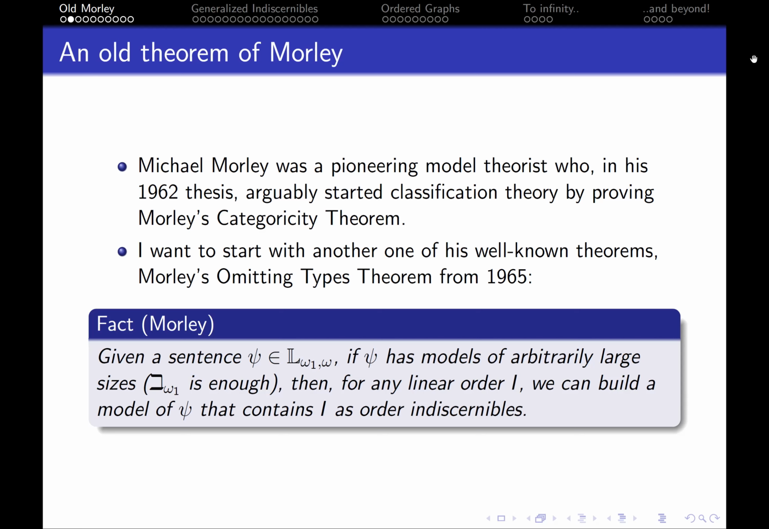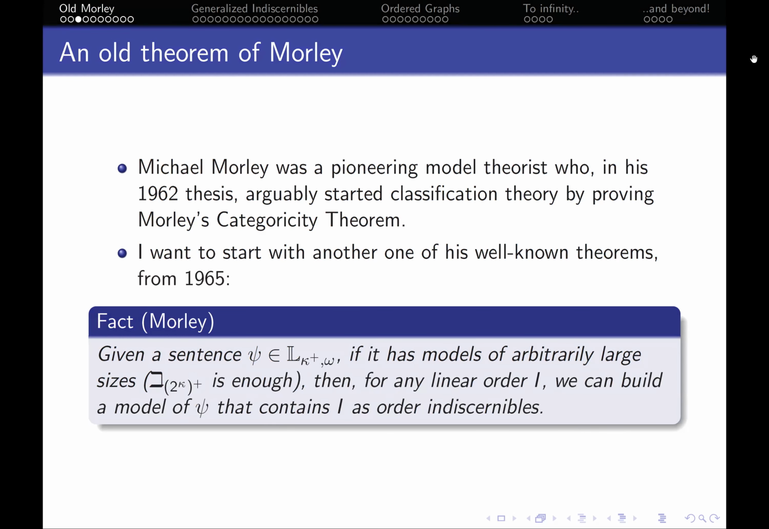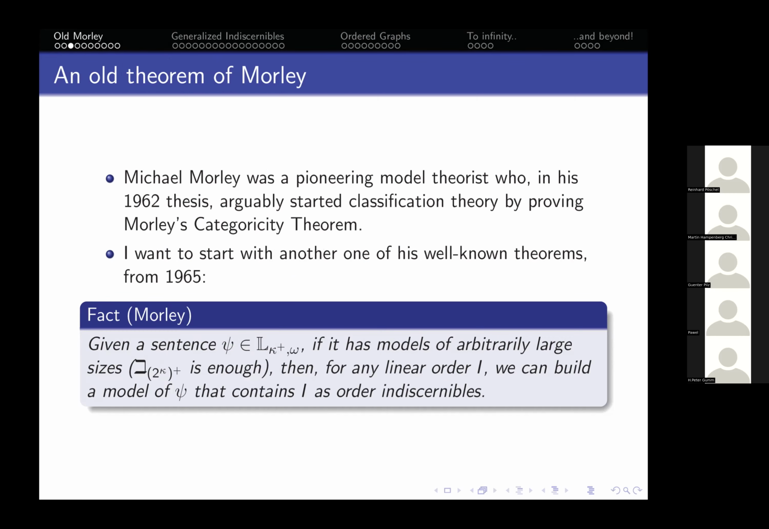With a little work, you can extend this. I don't know if he did this, but the proof is basically the same. Extend this to L kappa plus omega, where you allow kappa some infinite cardinal, and conjunctions and disjunctions of size up to kappa, and it has models of size at least beth of kappa plus. This result is due to Chang from 1960. From a modern point of view you could say it's the same proof, but it wasn't in antiquity, and Chang deserves much credit for this.